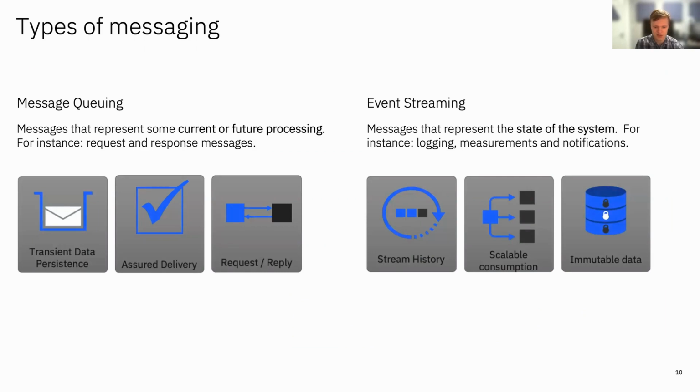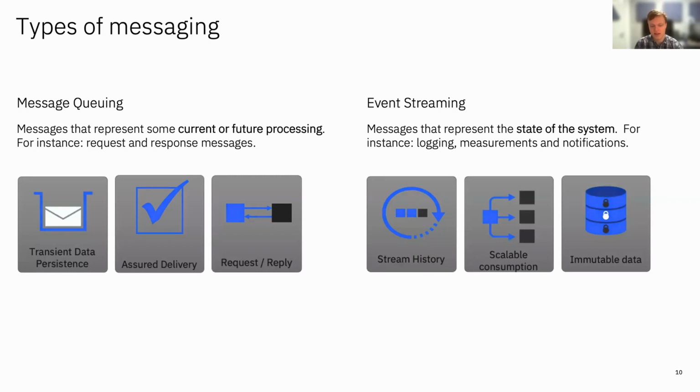So at this point, I'm just going to introduce two main concepts of messaging. Generally, we talk about message queuing, which is what the MQ in IBM MQ stands for, and event streaming. With message queuing, the messages represent some processing that needs to happen. The example I showed in the previous slide is an example of message queuing. You're sending a message, you need to process that message and potentially get a response.